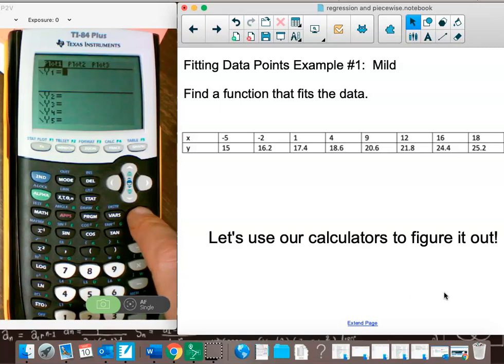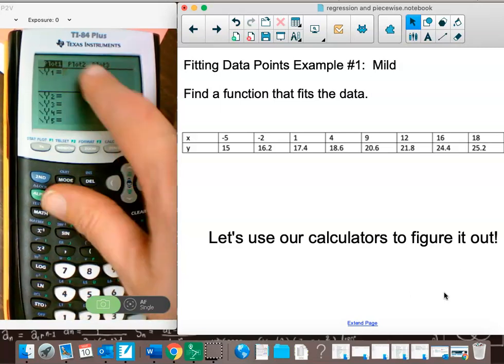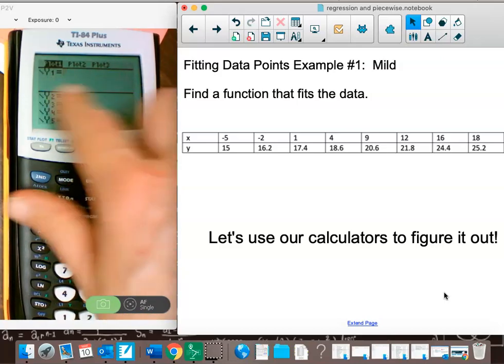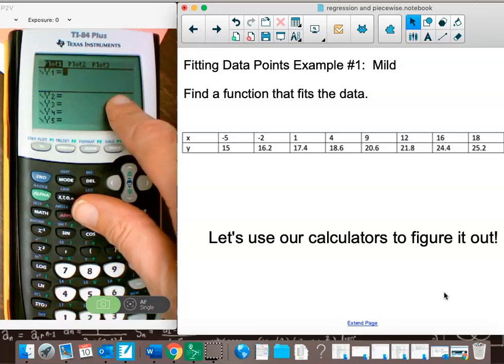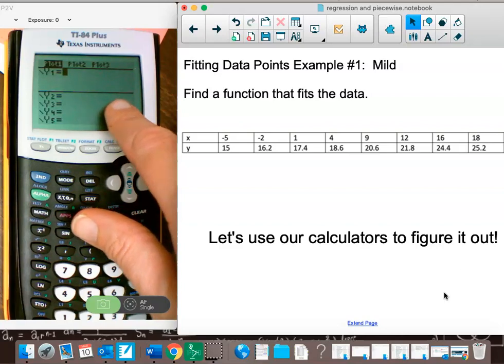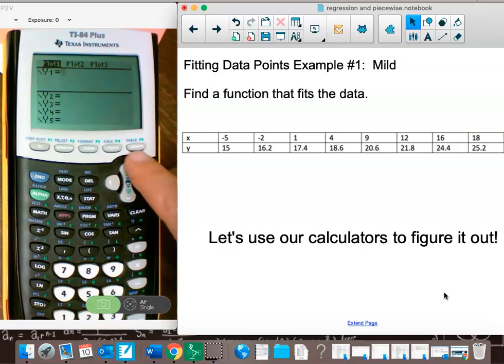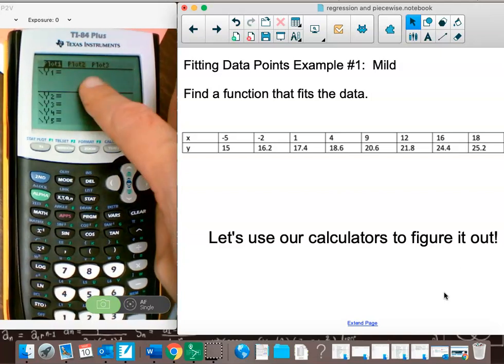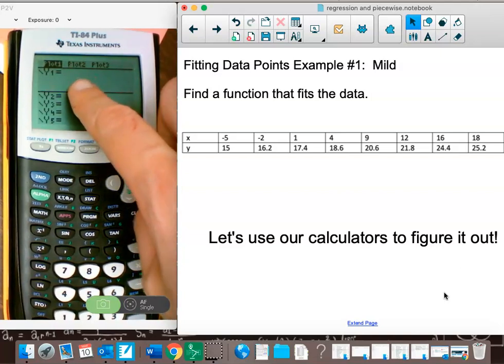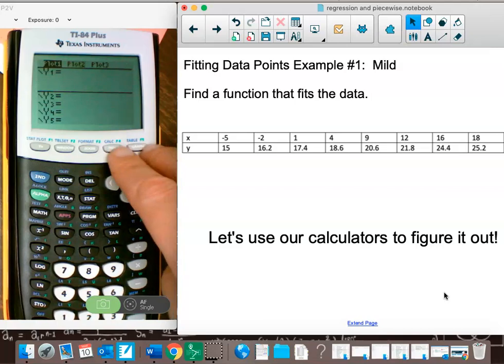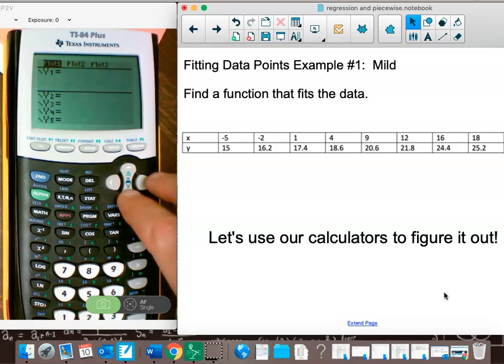Yes? Mine says plot 2. Does that matter? Oh, like up here? Yeah. Not yet. Is it highlighted? Yeah. Okay. So you know what you can do to turn it off? Arrow up to plot 2 and just hit enter on it, and that'll turn it off. All right. Okay? All right.